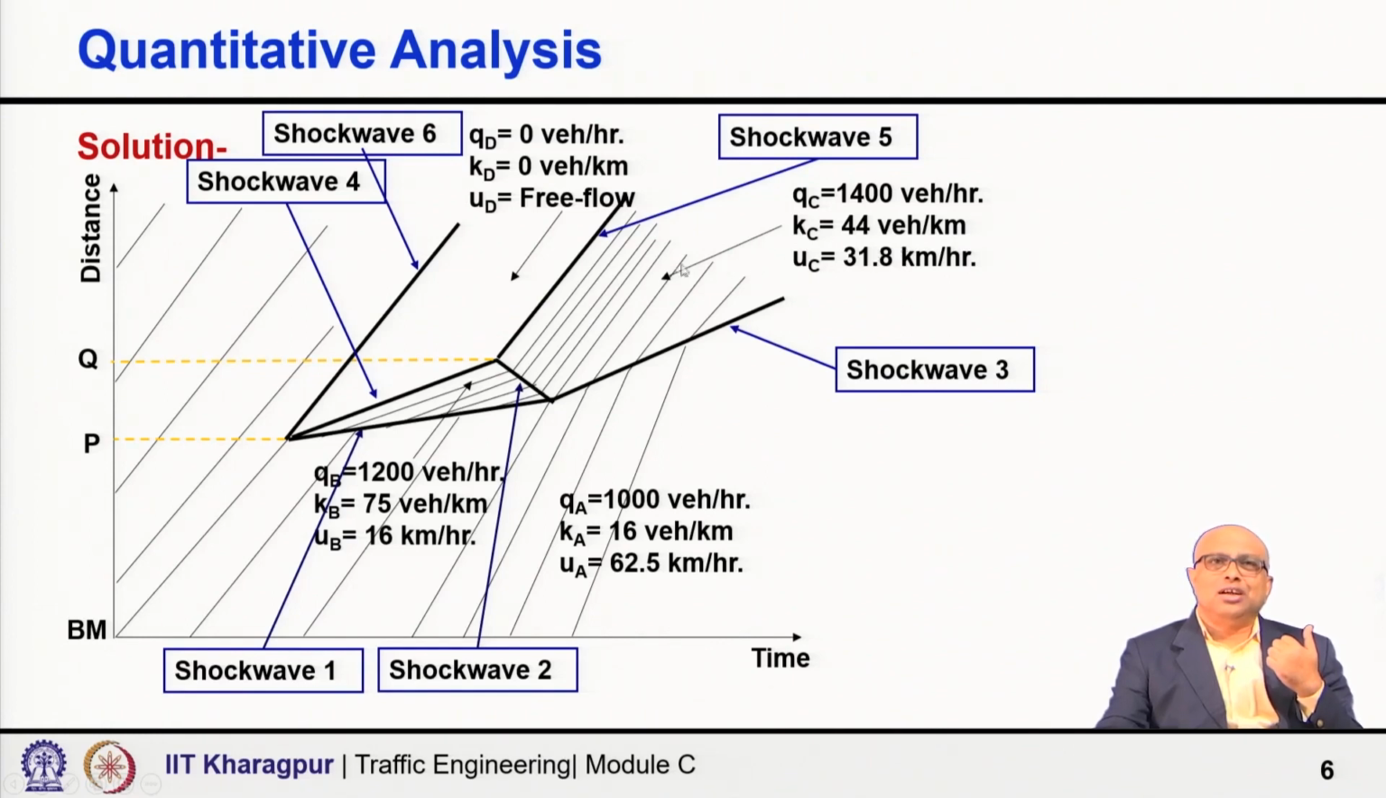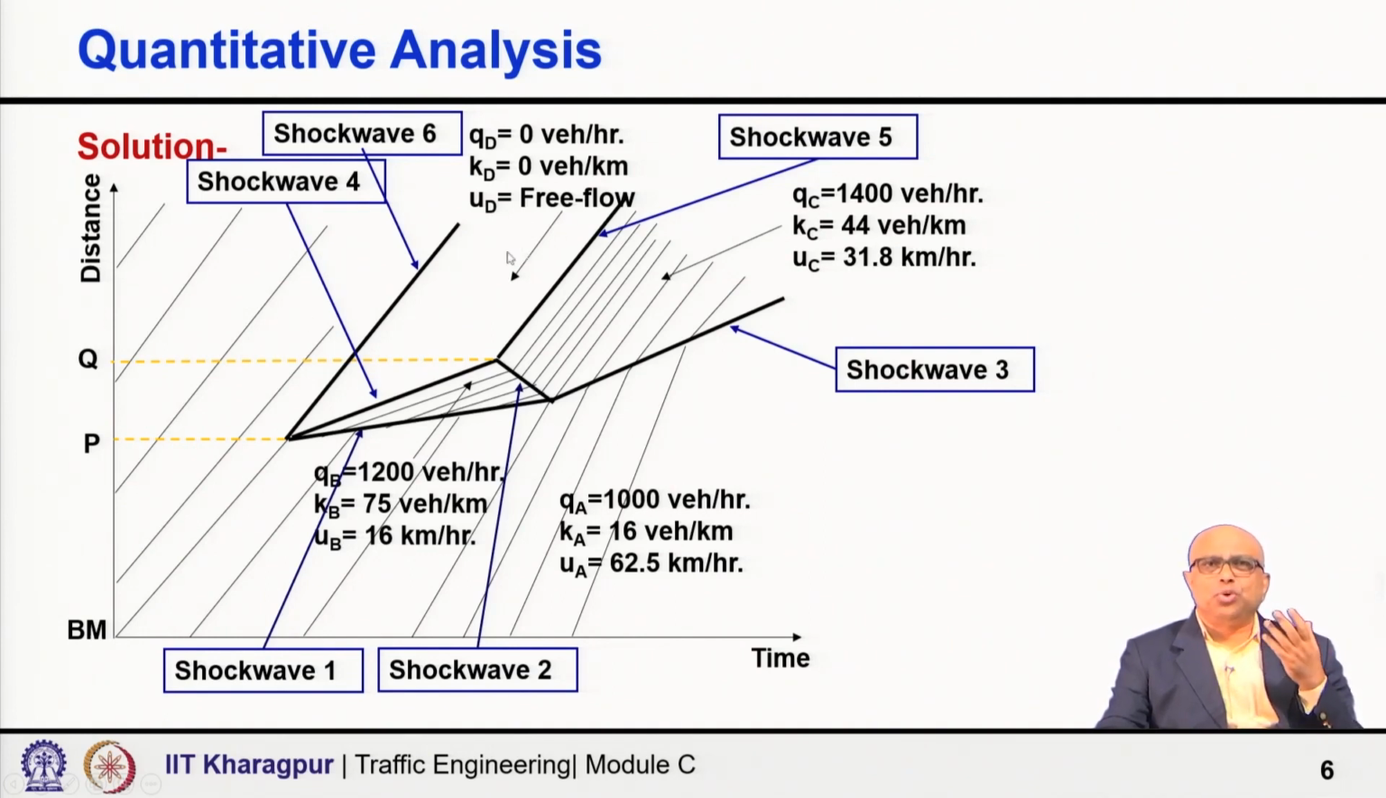Then traffic state D will be created downstream, as long as the slow moving vehicle was moving from point P to point Q, and downstream of that there would not be any vehicle. So, that is traffic state D, with Q D as 0, K D as 0 and speed as the free flow speed.